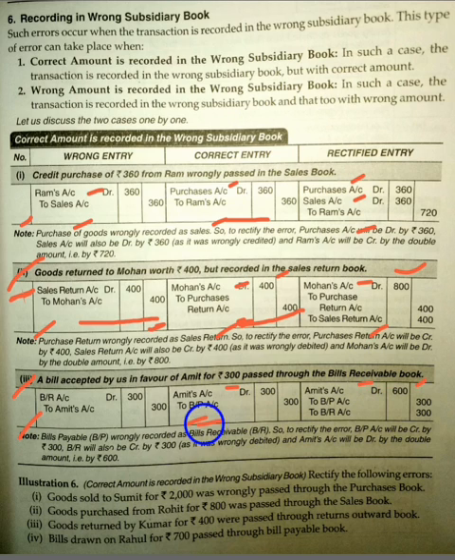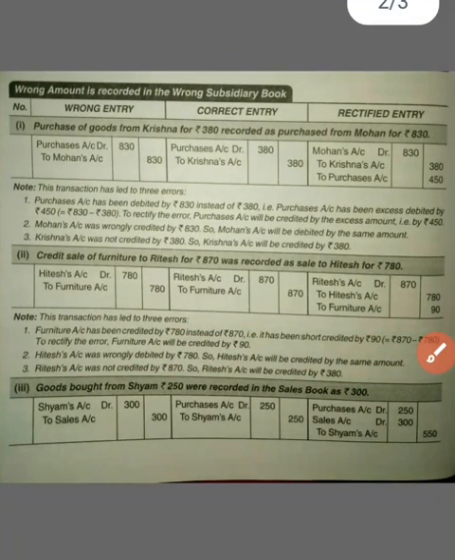Then bills payable on credit side we didn't record. We record on the credit side bills payable 300. Then bill receivable we recorded on the debit side, and to make it correct we will write bill receivable on credit side. Clear? This is the topic correct amount recorded in the wrong subsidiary book. Now see the next.